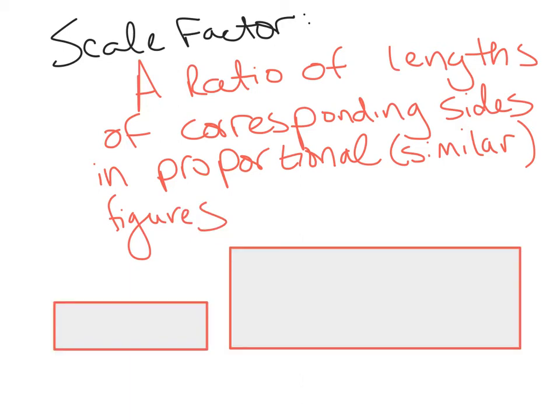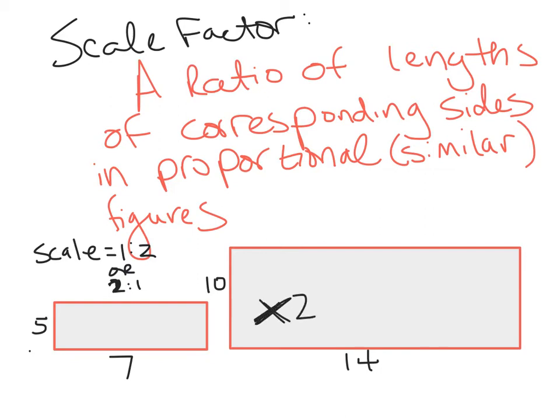So if we have these two rectangles and we say that this side is 5 and this side is 7, this side is 10, and this side is 14. So the scale factor would be the ratio of the corresponding sides, since these are going to be similar figures. So the scale on these would be either 1:2 or 2:1, depending on which order you're going in, right? The 1:2 is really going from little to big, and the 2:1 is from big back down to little. But it's basically saying that the big rectangle's side lengths are equal to the small one's times 2.